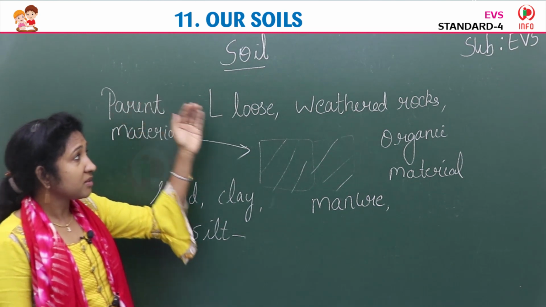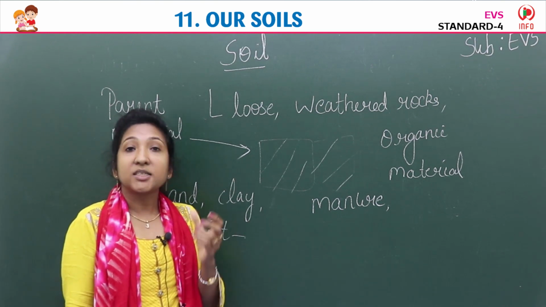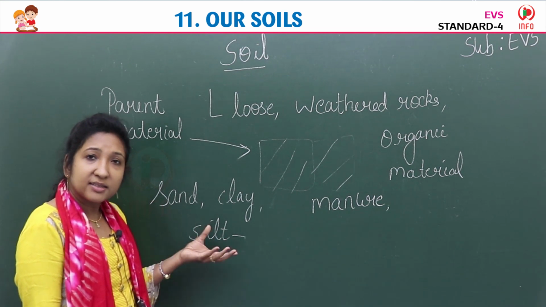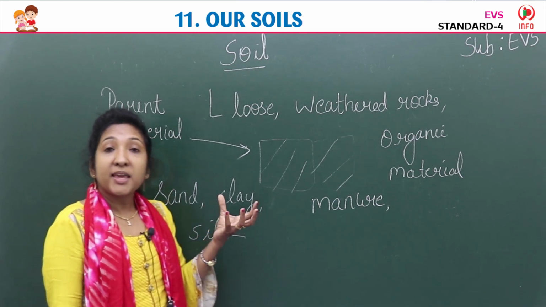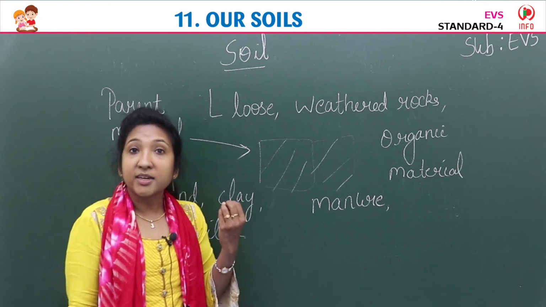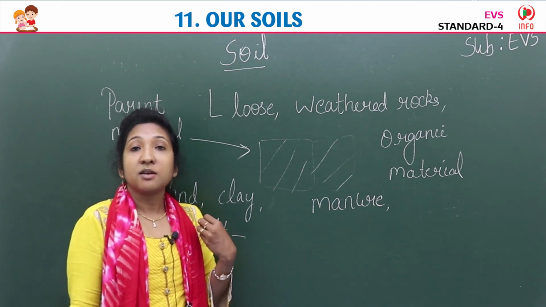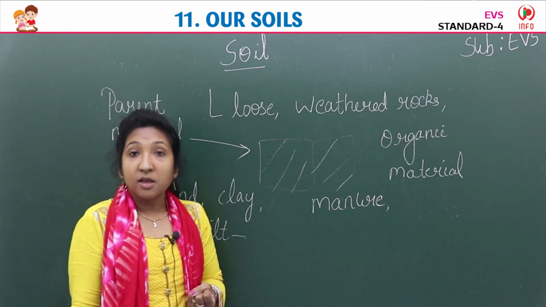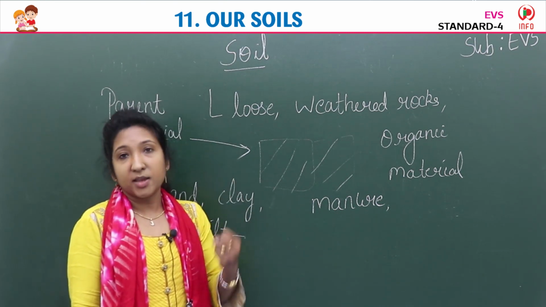So soil is made up of loose, weathered rock and organic material. It consists of sand, clay and silt. Silt has smaller particles than sand and it's so fine and smooth. And the main factors the formation of soil depends on are parent material, that is rock only, then temperature, topography, climate, living organisms, or we say biological organisms, and time. These are the main 5 factors.